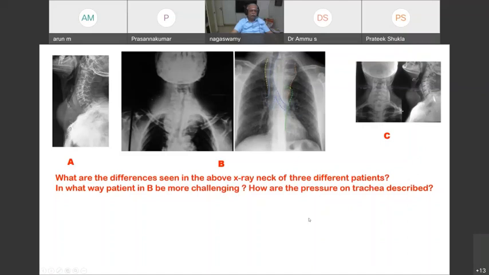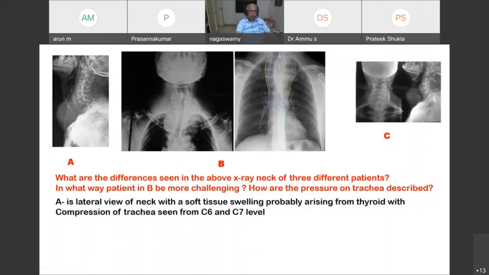So these are the differences in the above X-rays of three different patients. In what way would patient B be more challenging, and how are the pressures on the trachea described? These are all the questions that will be asked in the exam. So A is a lateral view of the neck with a soft tissue swelling, probably arising from the thyroid, with compression of the trachea seen from C6 to C7 level. So all this description you have to know.